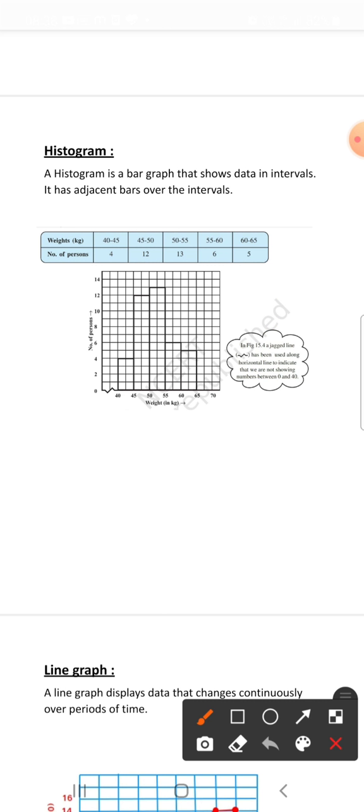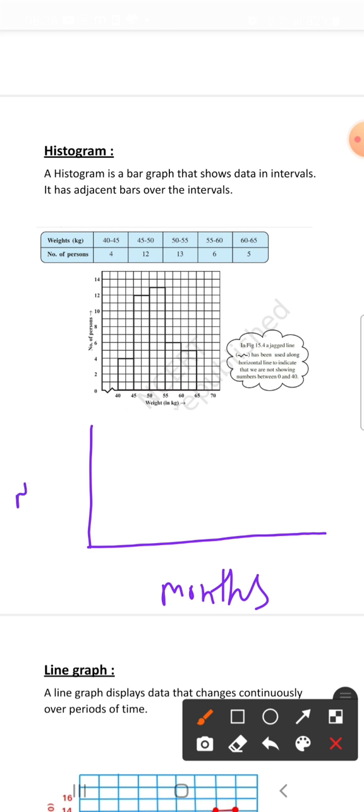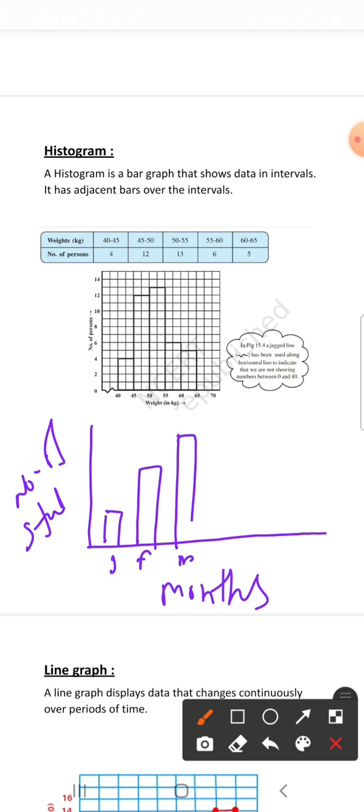Sometimes you may feel that histogram and bar graph are the same, but no. There is a main difference. If I represent the data in the bar graph, these are months and these are the number of students. So here in January this many birthdays are there, in February this many, and in March this many, like that.